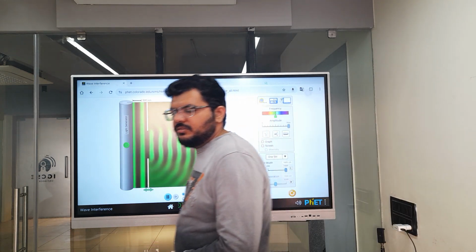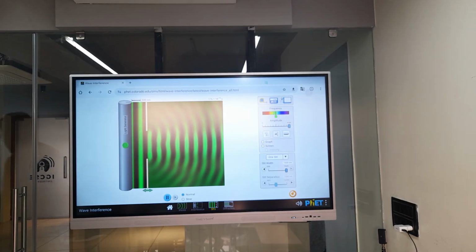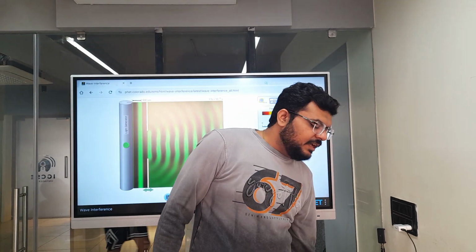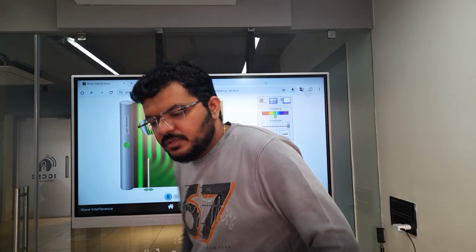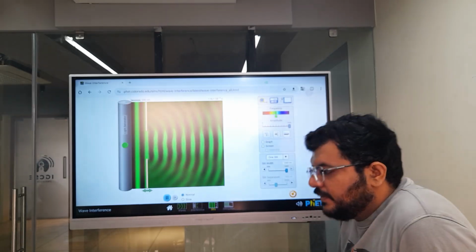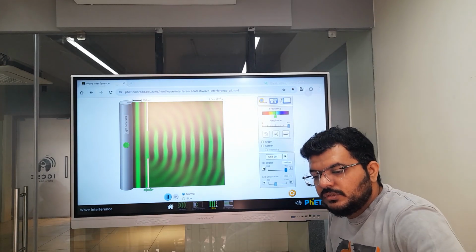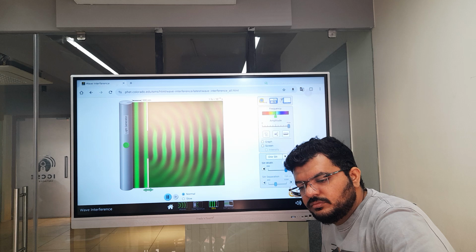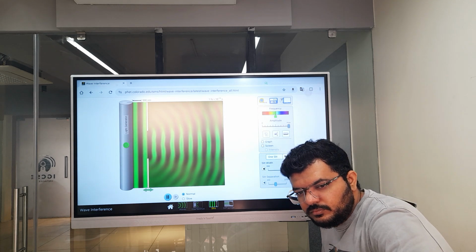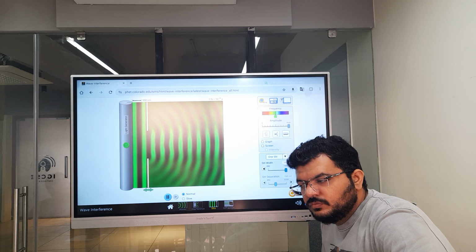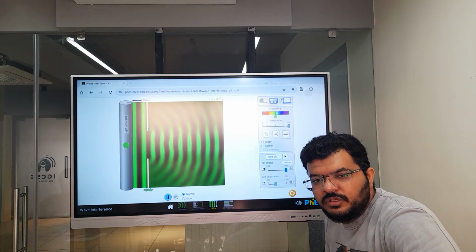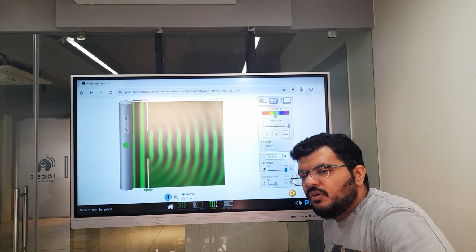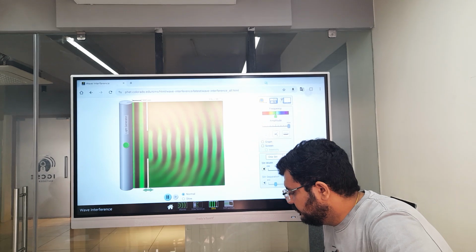Diffraction is the spreading of waves after passing through a gap smaller than or equal to the wavelength.